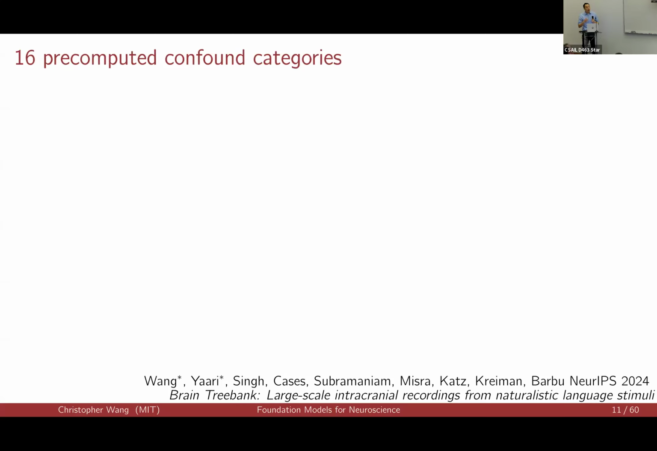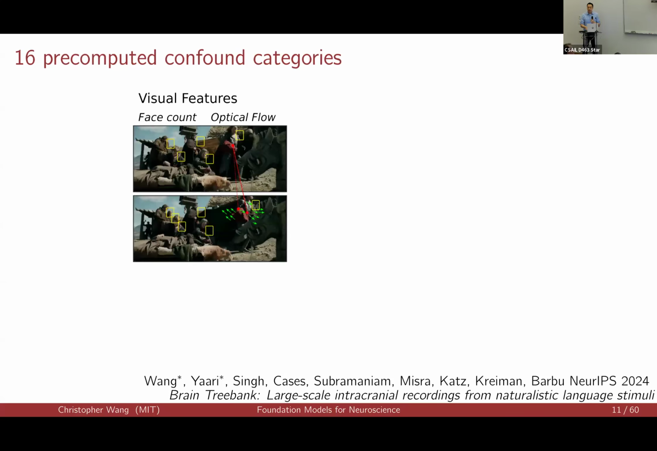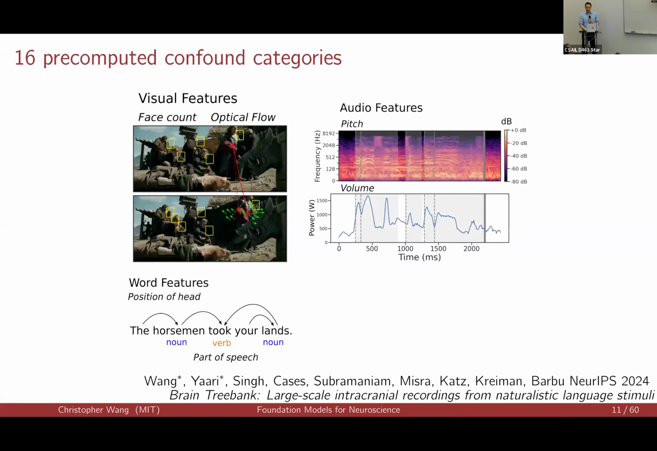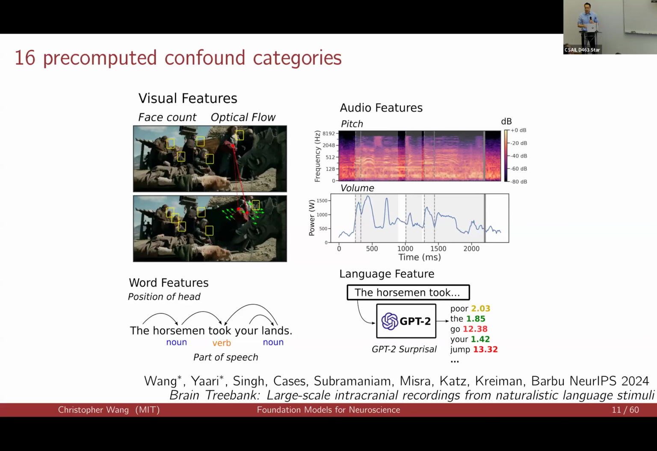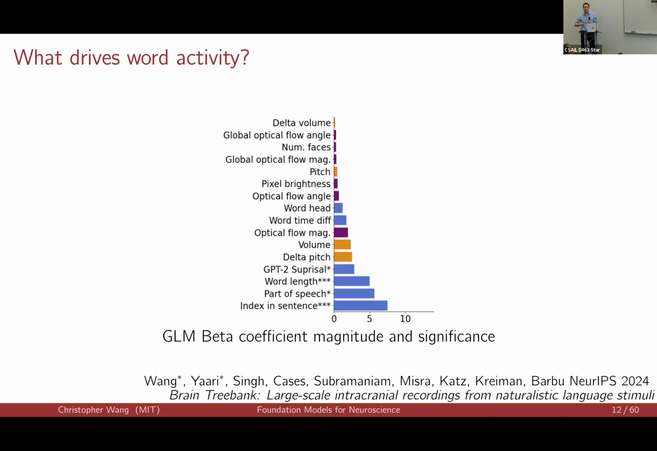To this end, we also annotate 16 visual, audio, word, and language features, and then we can use a generalized linear model, a regression, where the inputs are these 16 co-occurring features and the target is the mean neural response. And for this example electrode, we can interpret the beta coefficients fitted by that regression as the contribution of each feature to the response. And we see that for this example electrode, the linguistic features marked in blue, like surprisal, length, part of speech, index, and sentence, are the things driving responses for the electrode.